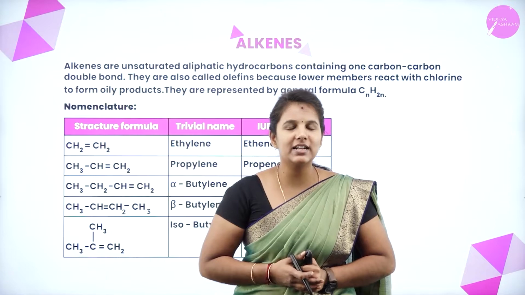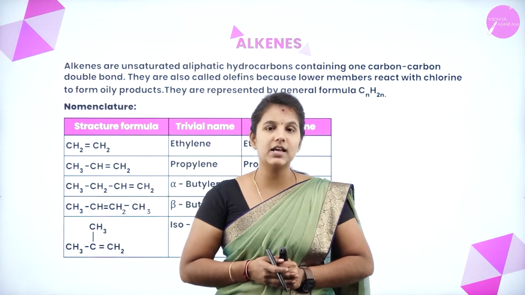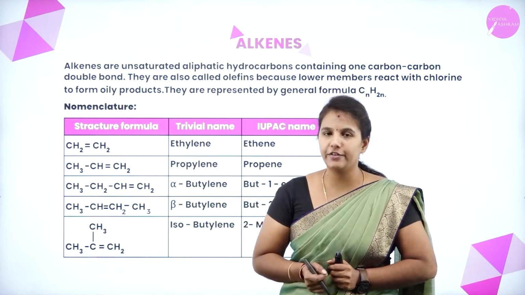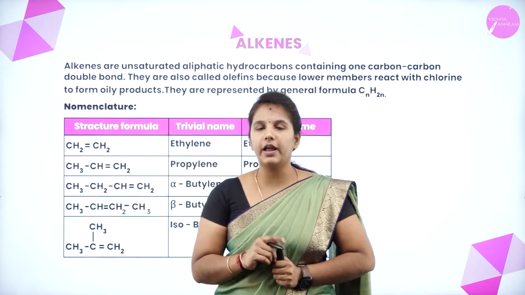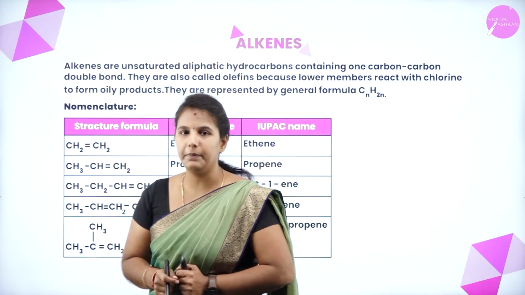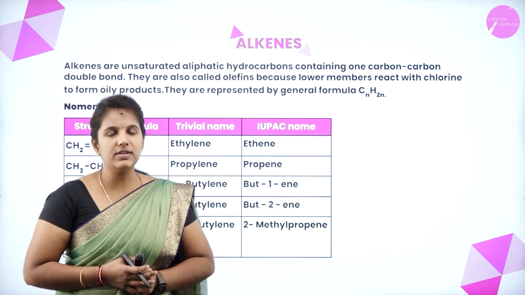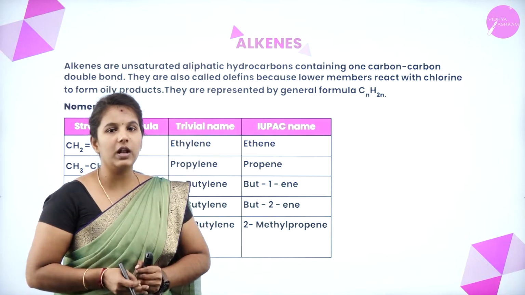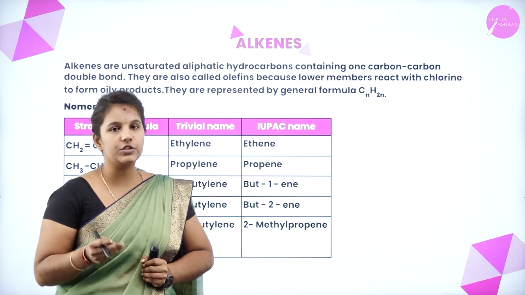Now, let us understand the alkenes. We all know that alkenes are also unsaturated aliphatic hydrocarbons, but between the 2 carbon atoms, there must be 1 double bond between the aliphatic carbon atoms. Then we say it is an alkene. We all know the general formula to represent the alkene, that is CnH2n.